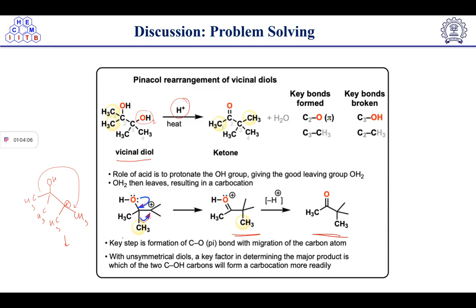So with an unsymmetrical diol, the key factor in determining the major product is which hydroxy carbon will form the carbocation more readily. So migration aptitude is there. Which group will undergo a migration? This depends on the different groups attached to the hydroxy carbon atom.